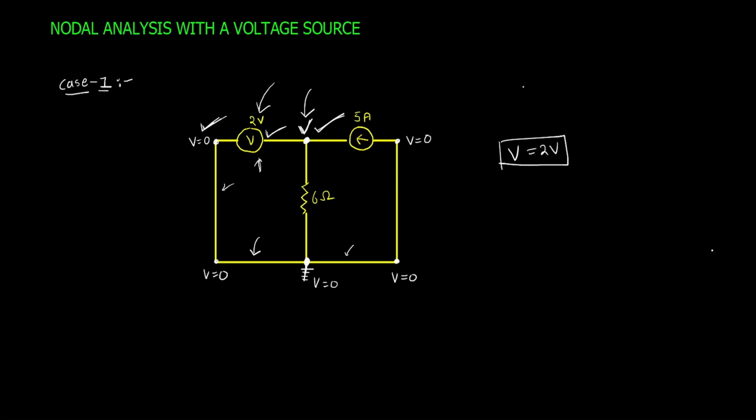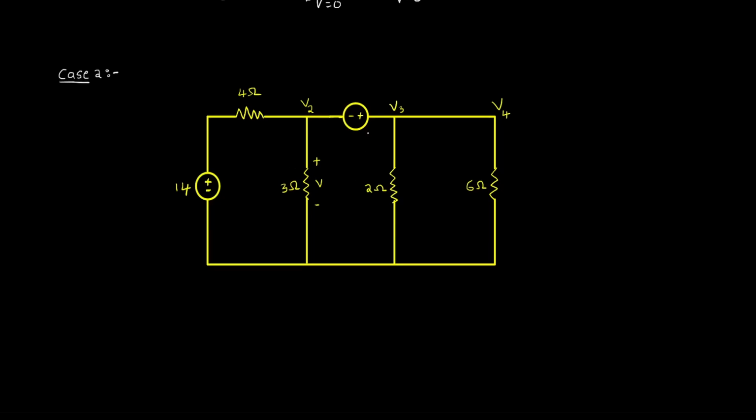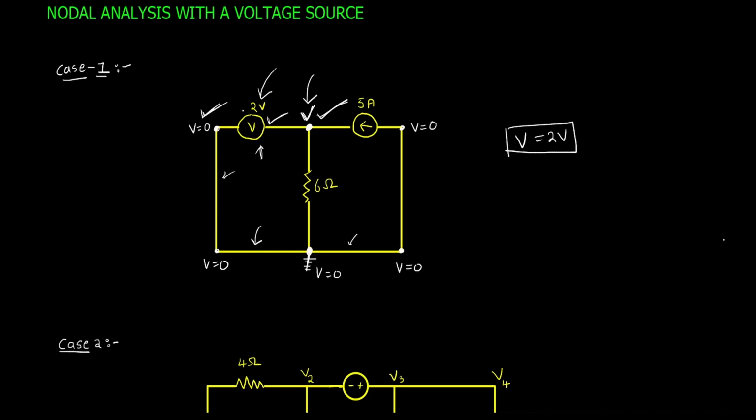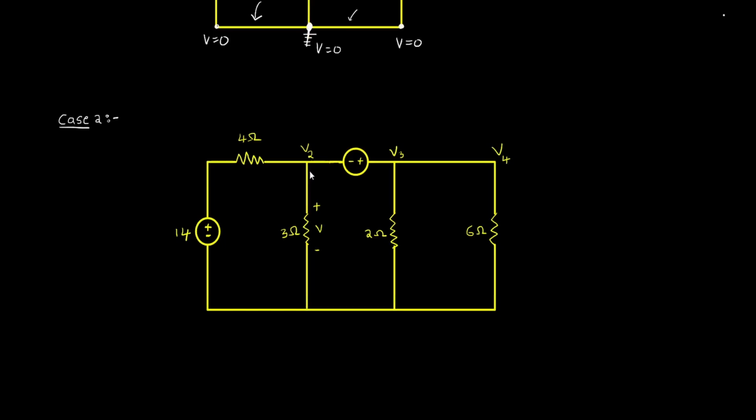Now let us see the second case of nodal analysis with a voltage source. Let us understand case 2 with the help of a problem. Here we are given this circuit. If we observe keenly, we can identify a difference between case 1 and case 2. In case 1, the voltage source is between the reference node and the non-reference node. But here in case 2 we have the voltage source between both the non-reference nodes. This is the only difference between case 1 and case 2.